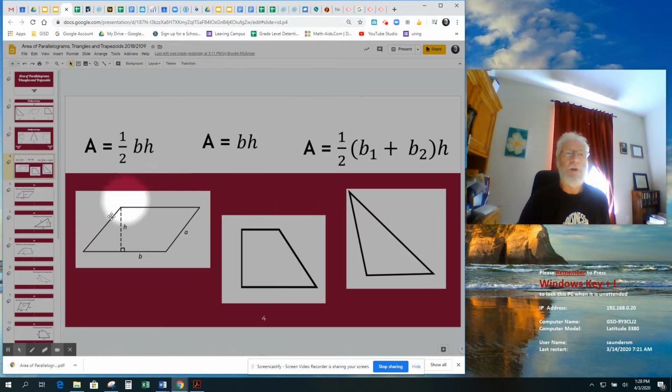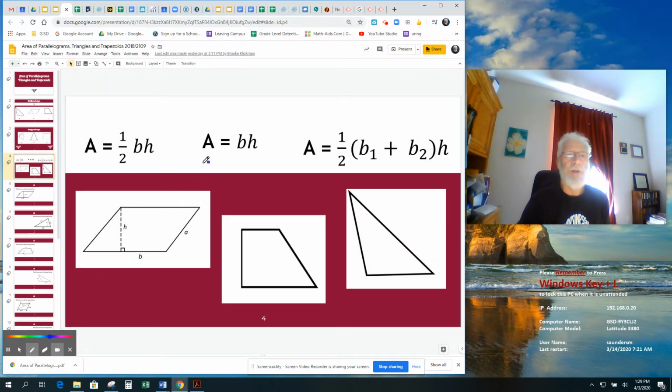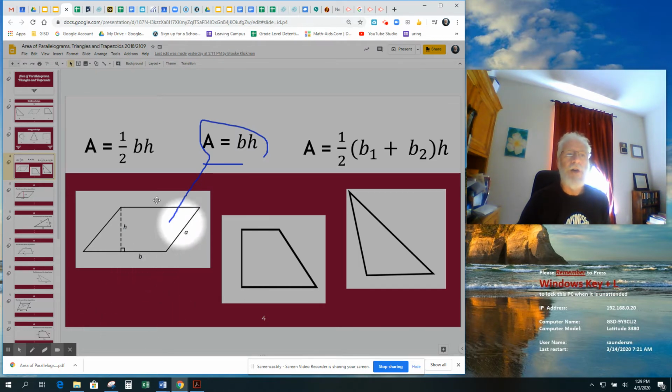So each one of our shapes has its own formula that we're going to look at. And here are the 3 formulas. So you know that a square has the formula the base times the height. The area is the length times the width, or the base times the height. And so we're going to say right off the bat that this formula for area right here goes to our parallelogram.